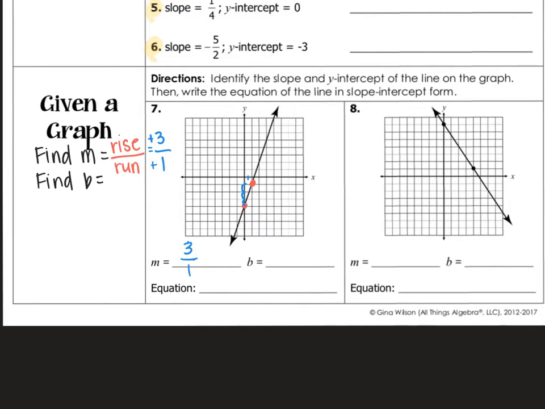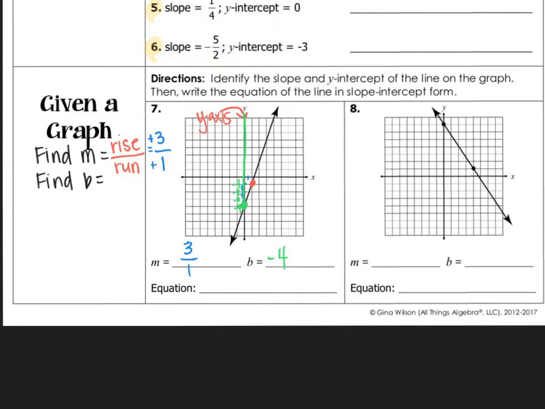The b is the y-intercept. So the y-intercept is where the graph crosses the y-axis. If I go down my y-axis, where does the graph touch my y-axis? Right here. That location is -1, -2, -3. That is at -4 on the y-axis. So my y-intercept is -4.